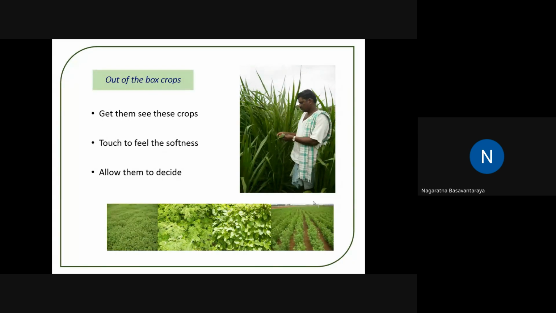In one of the projects we worked on, introducing fodder crops in mango orchards and coconut plantations, we used this method. The farmers were brought into our demonstration plots and allowed to go around the crops, touch and feel them, and select the crops. Whatever crops they selected, we then made the seed available to the group.